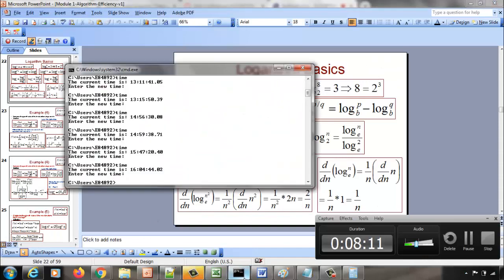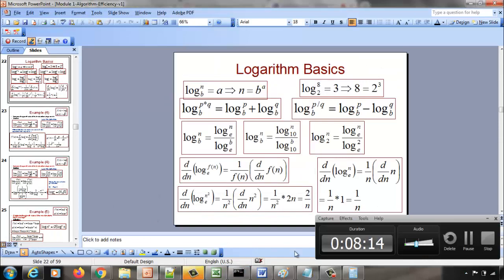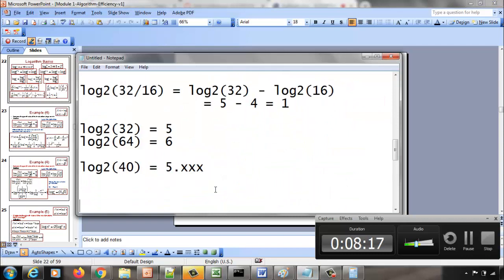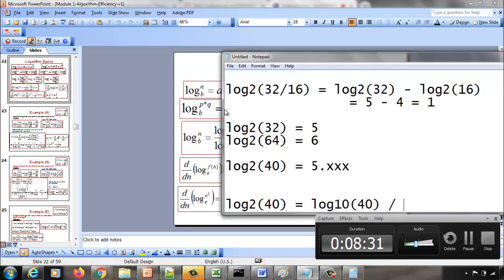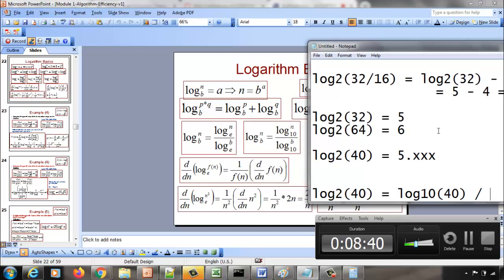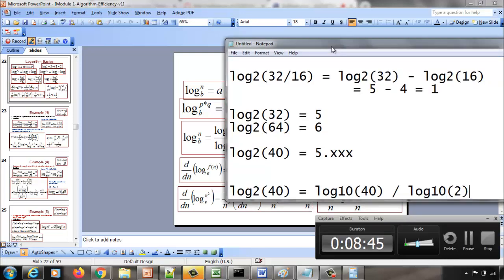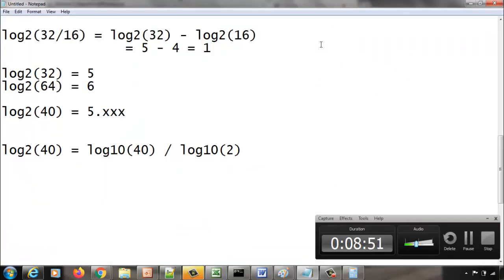So let us do this problem here. I can write log 40 to the base 2 as log, let us use base 10, log 40 to the base 10 divided by, so look at the formula. It is log n to the base b, so n is our 40, b is our 2. So the formula is log n to the base 10 divided by log b, which is our 2, to the base 10. So all we need to do now is compute these two values.